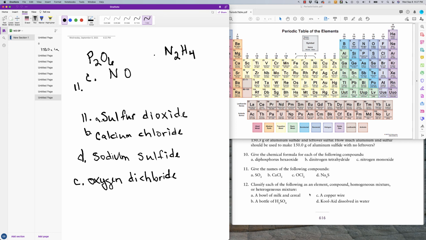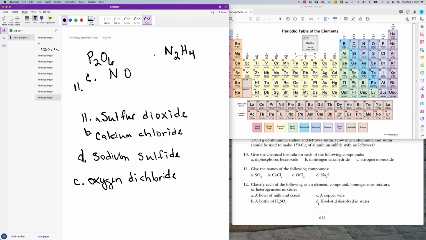Classify each of the following as elements, compounds, homogeneous mixture, or heterogeneous mixture. A bowl of milk and cereal. Here you've got all of your elements that can be separated very easily. You can take a spoon to take the cereal out of the milk. That makes it a heterogeneous mixture. And then B, we've got a bottle of H2SO4. This is all H2SO4 in the bottle, so that would be considered our compound, all the same.